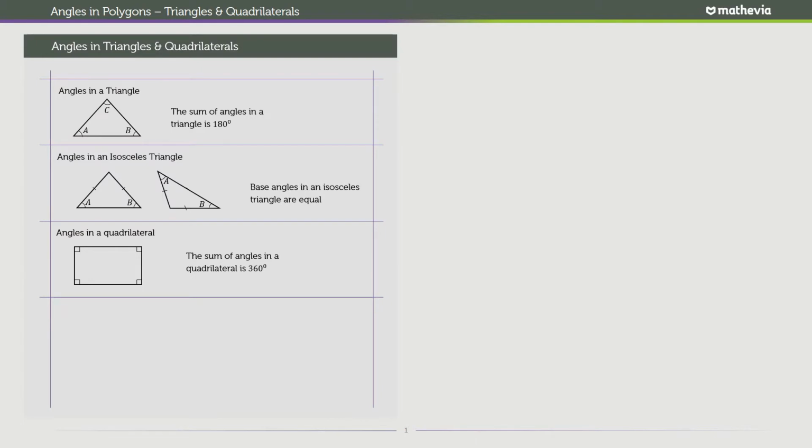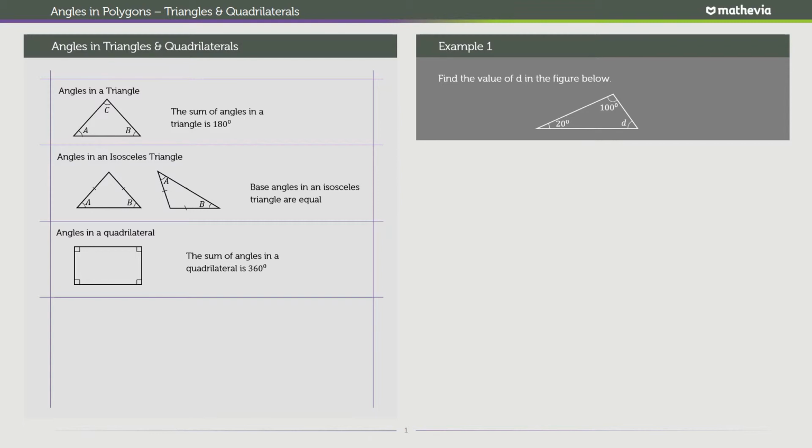What you need to know about quadrilaterals is that the sum of angles is always 360 degrees. So we recap. For triangles, the sum of the angles always equals 180 degrees. For isosceles triangles with two sides equal, the base angles are always equal. And the sum of angles in a quadrilateral is 360 degrees. Now you have all the firepower you need, so we can go ahead and solve some examples. I will start off with example 1.